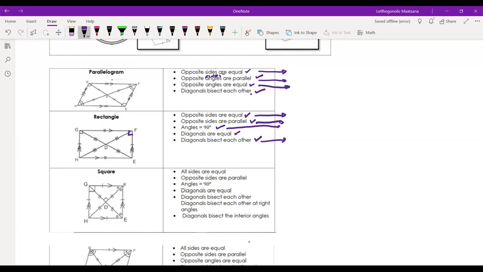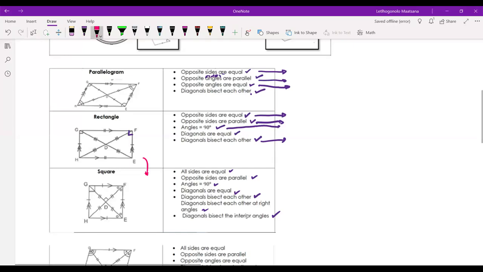Let's move on to the square. Square: all sides are equal, opposite sides are parallel, angles are 90, diagonals are equal. Diagonals bisect each other at a right angle, and diagonals bisect the interior angles. So with these properties, we see properties from the rectangle repeating itself in the square, but the square now has special other aspects. So we can see how all squares are rectangles, but not all rectangles are squares.